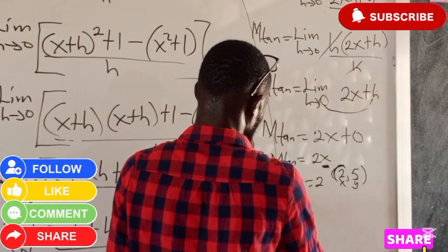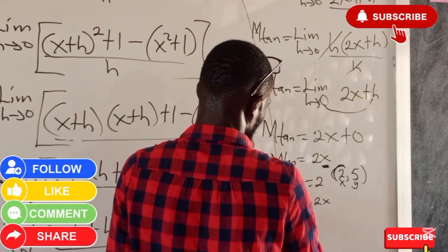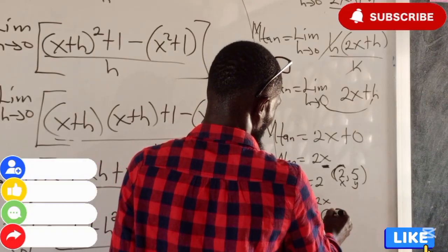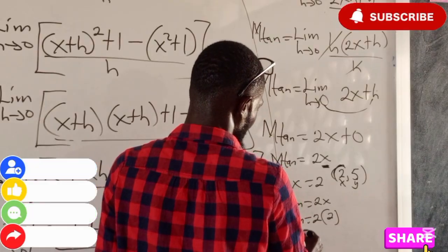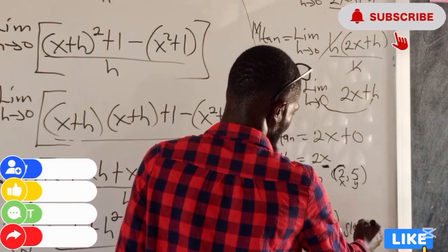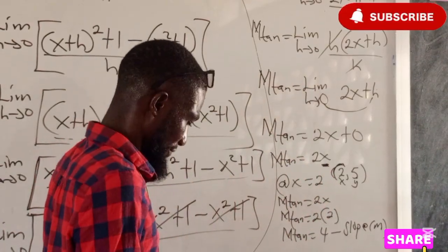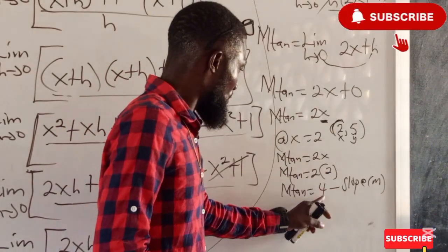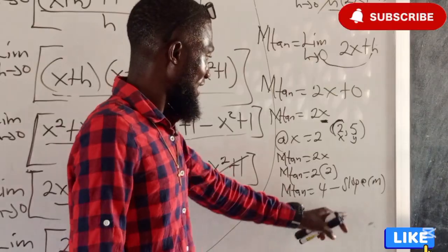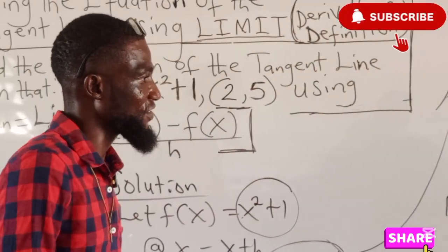So we say m tangent will be equal to 2x, and m tangent will be equal to 2 times x. What is the value for x? It is 2. So m tangent will be equal to 2 times 2, which gives 4. Automatically, this becomes the slope, which is expressed as m. So 2 times 2 is equal to 4, and 4 becomes the slope. And we'll be using the slope in the equation of the tangent line to find our answer.